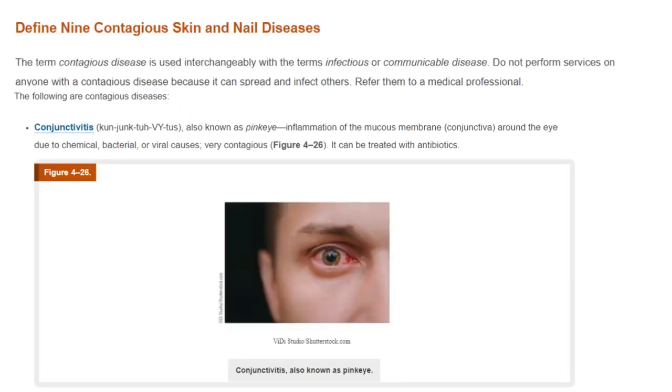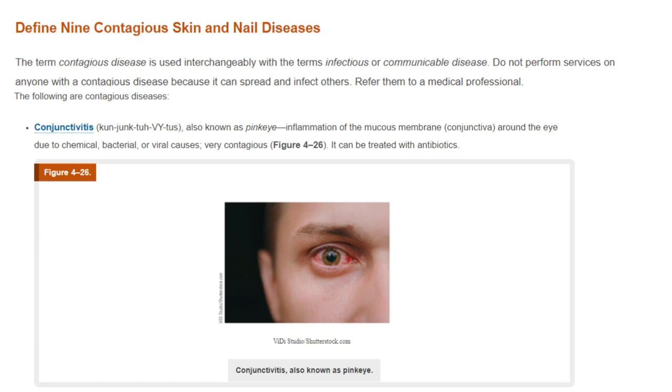Define 9 contagious skin and nail diseases. The term contagious disease is used interchangeably with the terms infectious or communicable disease. Do not perform services on anyone with a contagious disease because it can spread and infect others. Refer them to a medical professional. The following are contagious diseases.